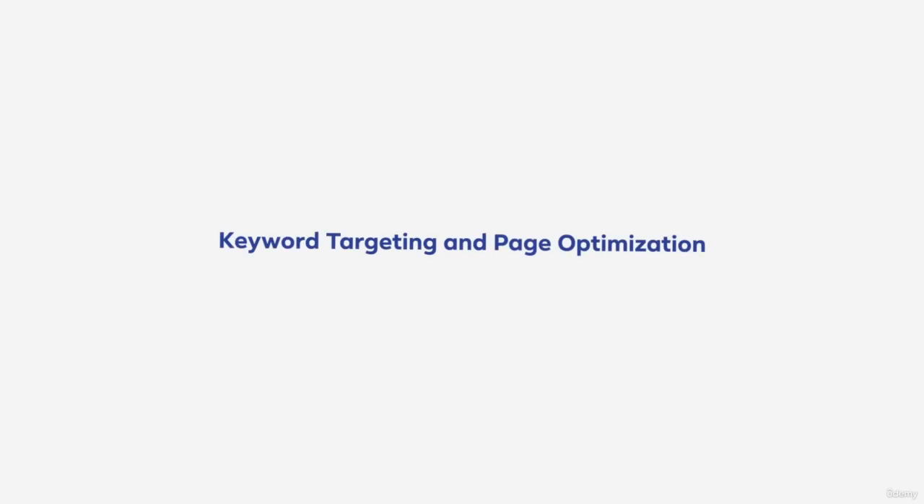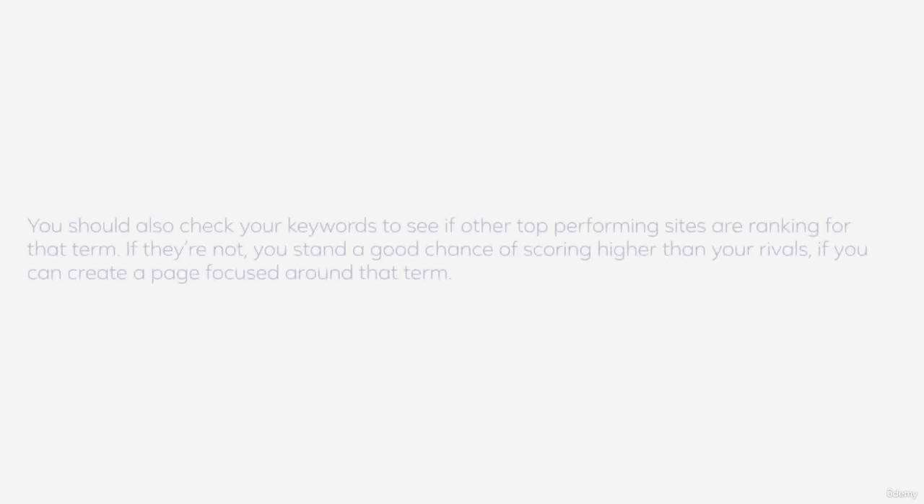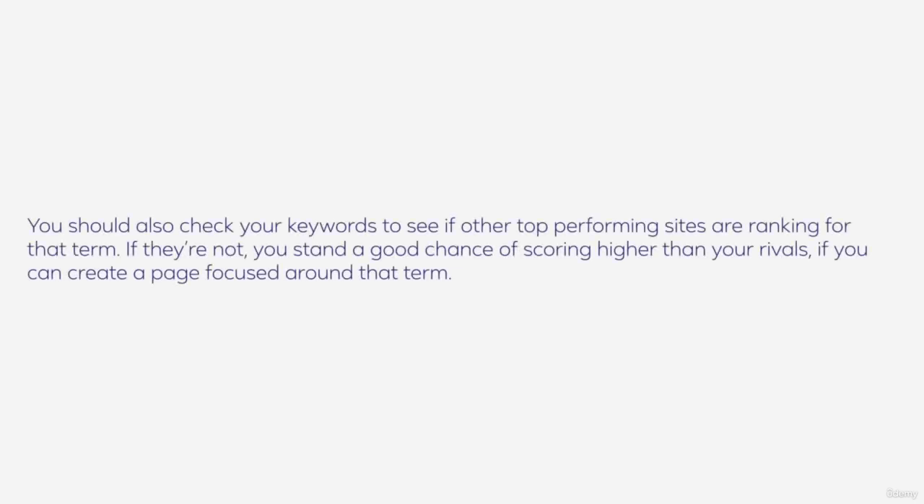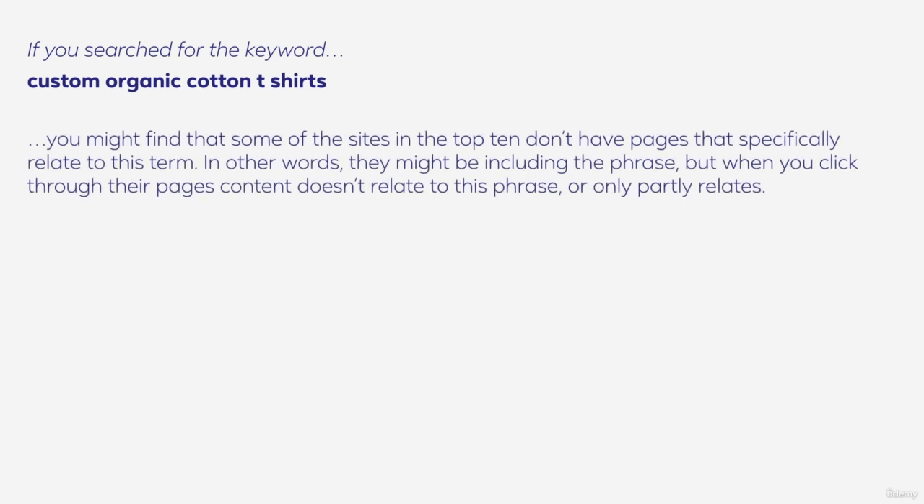Keyword targeting and page optimization. You should also check your keywords to see if other top-performing sites are ranking for that term. If they're not, you stand a good chance of scoring higher than your rivals if you can create a page focused around that term. If you searched for the keyword custom organic cotton t-shirts, you might find that some of the sites in the top 10 don't have pages that specifically relate to this term.